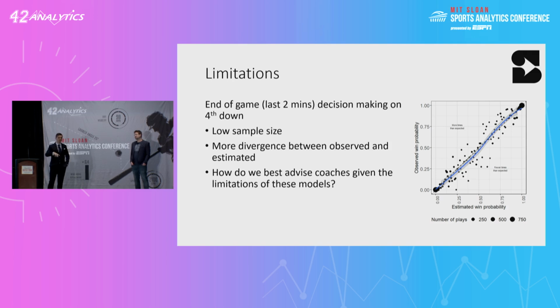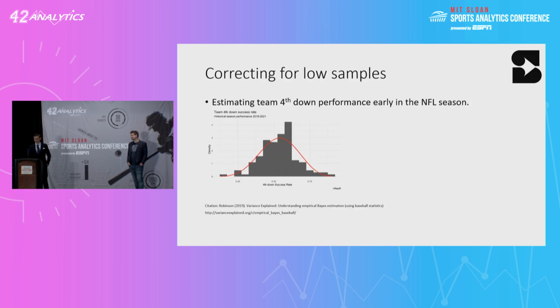Now, there was a great paper here at Sloan, so if you all haven't checked it out yet, over in the first hallway, about using a Bayesian approach to estimate 4th down success. That was an interesting approach and corrects for some of these issues. But in general, football being a low sample size sport means that we have to be a little bit creative on how we correct for some of these low sample size issues.